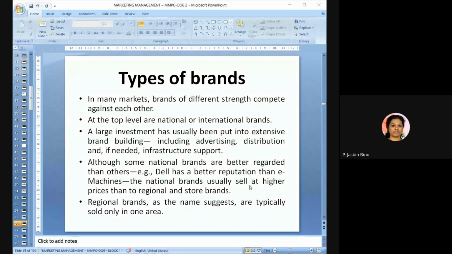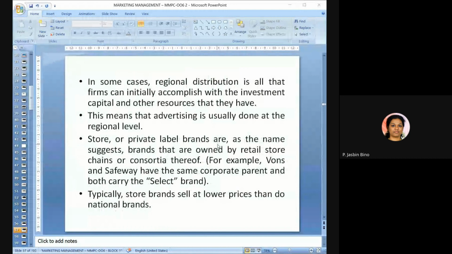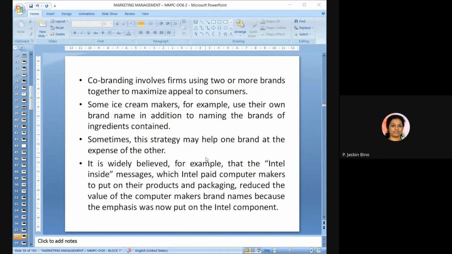Regional brands are normally sold only in one area. In some cases, regional distribution is all that a firm can initially accomplish with the investment capital and other resources it has, so advertising is normally done at the regional level. Next are private label brands. As the name suggests, these brands are normally owned by retail store chains, mainly private companies. Store brands sell at lower prices than national brands. Then co-branding, which means using two or more brands together to appeal to customers.